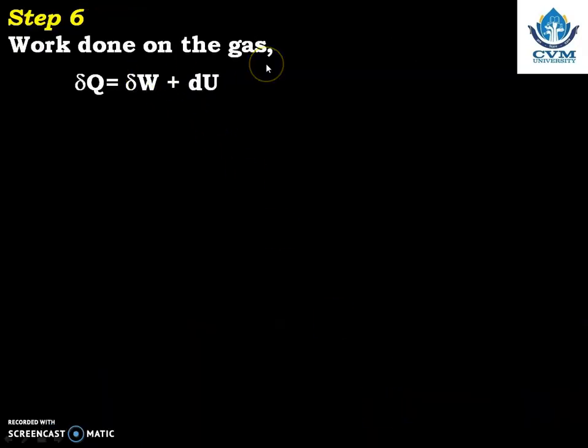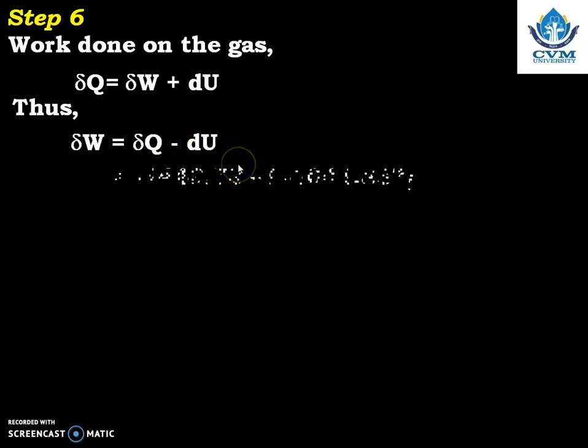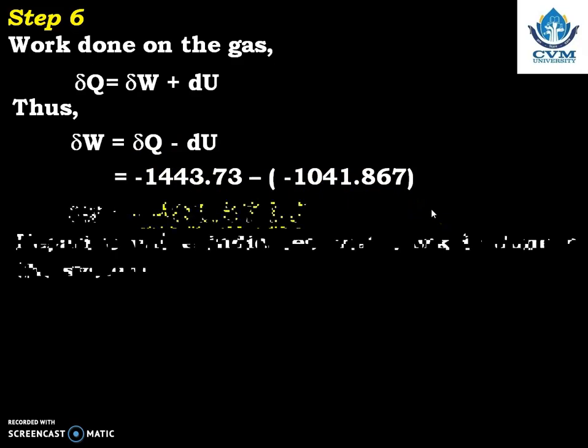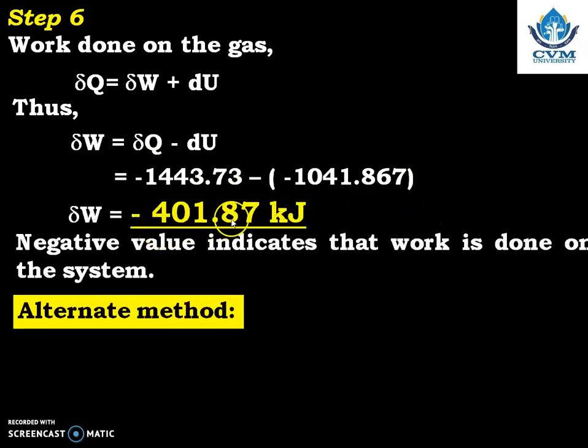Work done. The work done equation is delta Q is equal to delta W plus delta U. We know delta Q, we know delta U, so we can calculate the delta W. So delta W is equal to delta Q minus delta U. Delta Q we know, minus 1443.73, minus, in brackets, minus 1041.867. So the answer is minus 401.87 kilojoule. It means work is done on the system. A negative value of work indicates that work is done on the system.